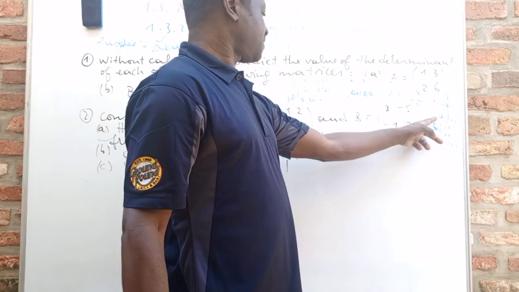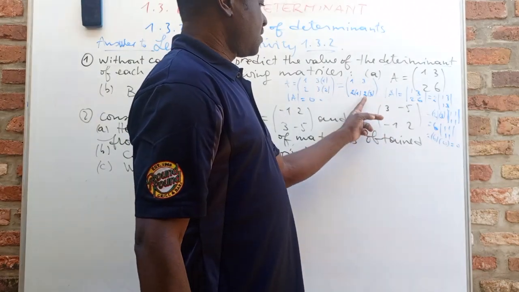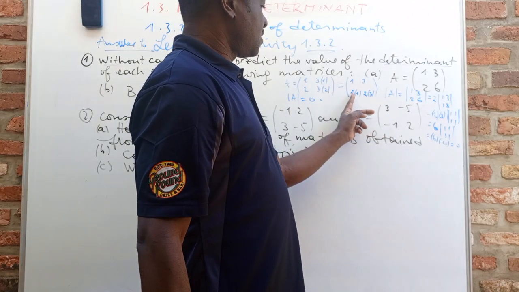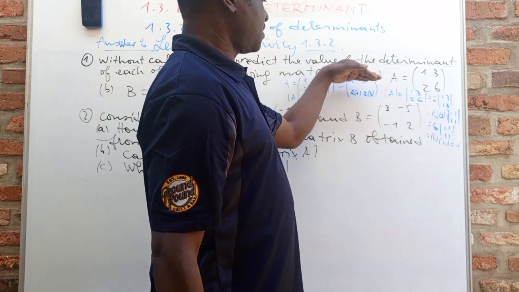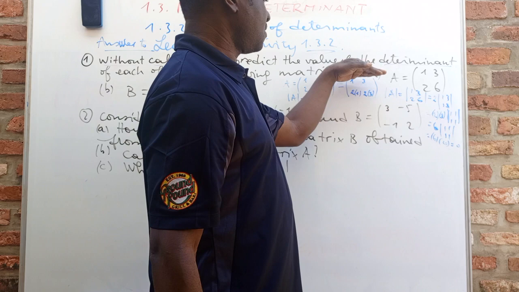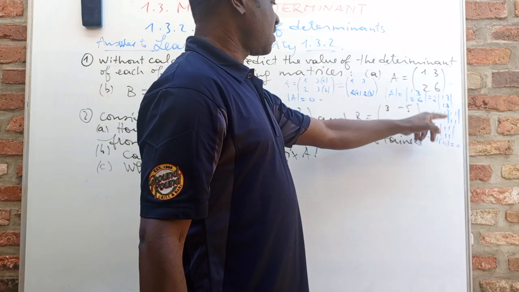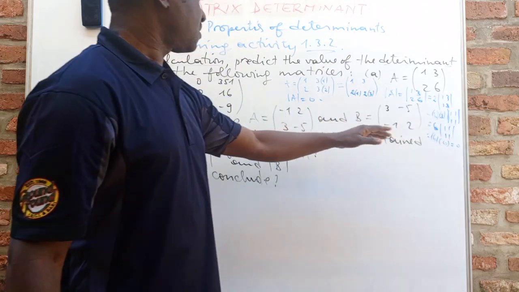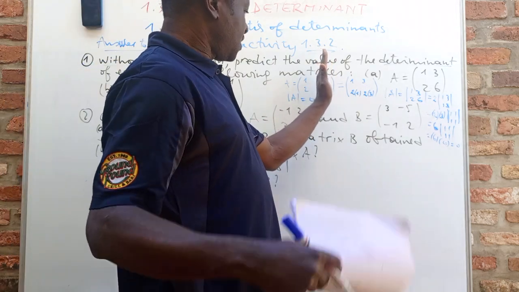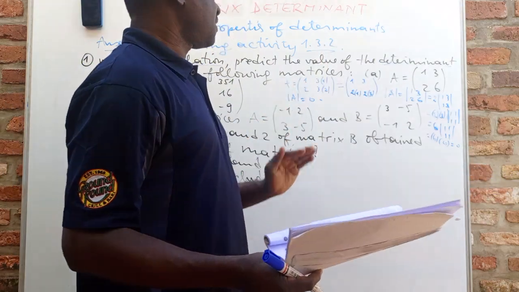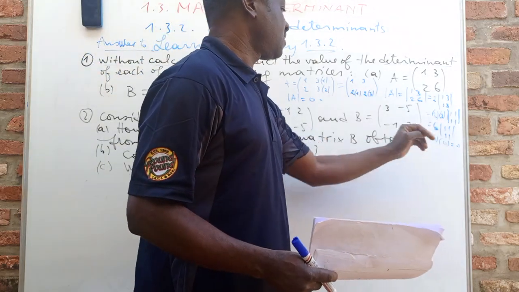The first factor comes from the second row, which is twice the first. The second row is twice the first row, so we can factor out the 2. Secondly, we can factor out the 3 because the second column is 3 times the first column, which is 6.